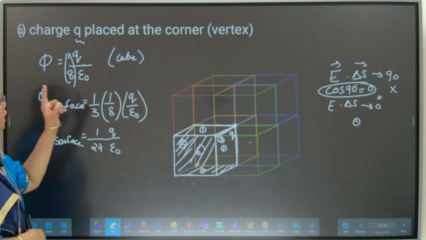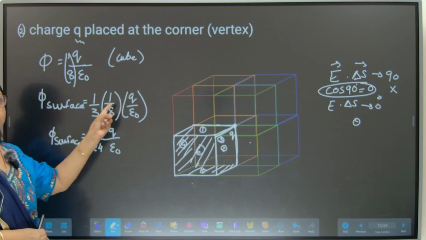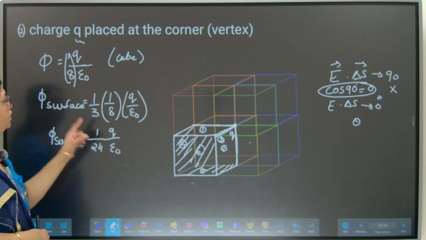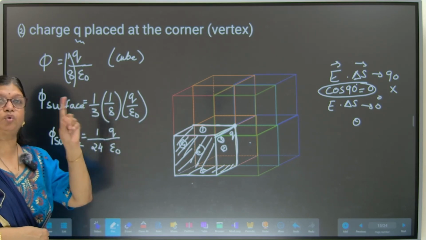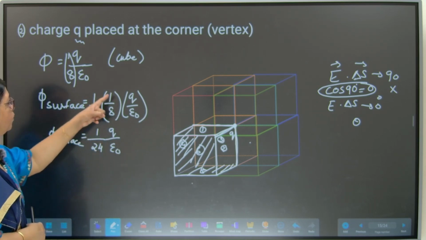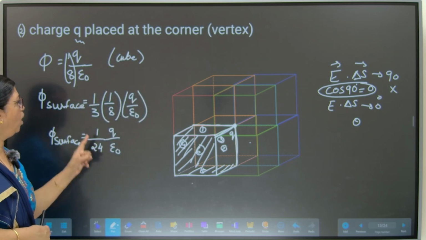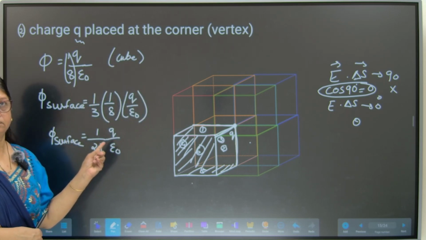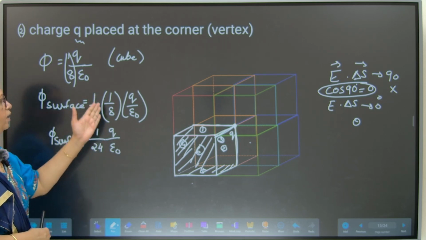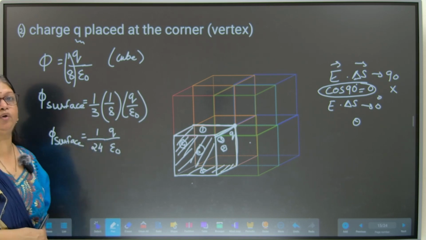Because there were 8 cubes, the flux through each cube is 1 upon 8 q upon epsilon naught. Because there were only 3 surfaces through which the flux is there, we have divided the flux for the cube by 3. Because only 3 surfaces will have it, the other 3 won't have. So 1 upon 3, 1 upon 8 q upon epsilon naught. So what is my answer? 1 upon 24 q upon epsilon naught.